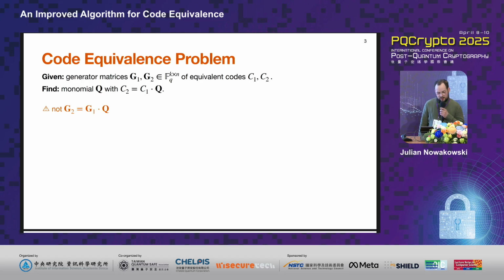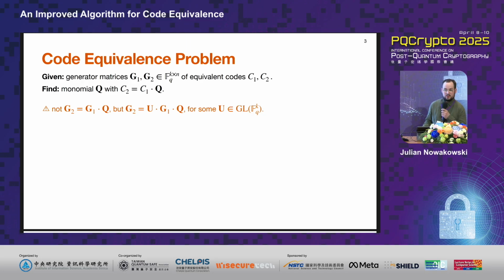Maybe it's important to stress that you're not promised in this problem that the generator matrix G2 can be written as G1 times Q. And in effect, if you were promised this, then the problem would be easy. Unfortunately, we're only promised this: only given that G2 can be written as U times G1 times Q, where U might be any invertible matrix. And the fact that we have just one equation, but two unknowns seems to be what makes the problem hard.